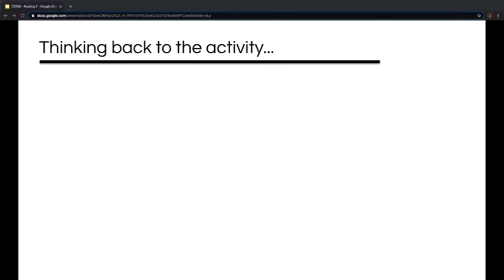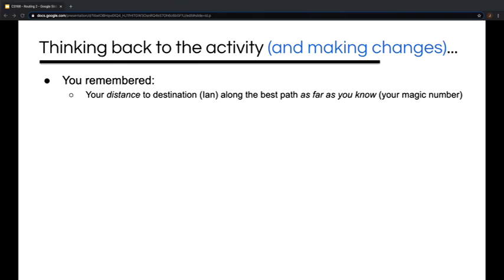So I want to start by refreshing your memory of the activity, and I'm going to propose some small changes. Basically, I was having you all pretend to be routers. You all had links to your neighbors, and we were routing to Ian, one of our TAs. A major part of what you did was remember your distance from Ian along the best path as far as you knew. You didn't know it was your distance to Ian at the time because I called it a magic number. But that's what it was. And when we started, you all had infinity as your distance because you didn't know about any path at all.